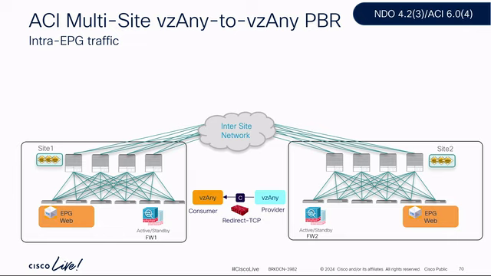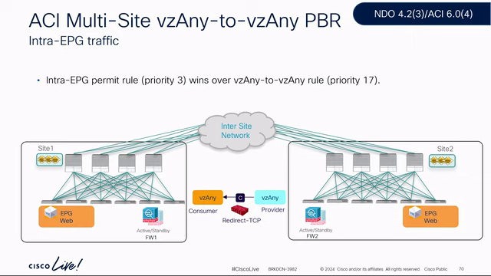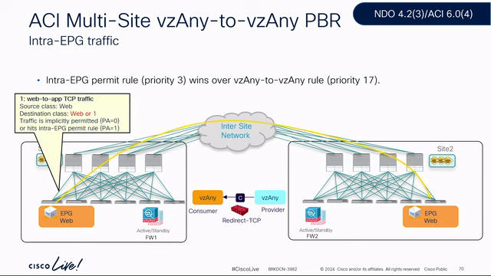So I'm going to show you two examples. The first example is intra-EPG traffic. Actually, you don't need to add additional configuration for this, because by default, we have an intra-EPG permit rule. That is implicit. It's not in the zoning rule, but it exists with priority 3 that wins over priority 17 for with any. So even without any configuration, unless you have intra-EPG isolation or an intra-EPG contract, intra-EPG traffic is just permitted.